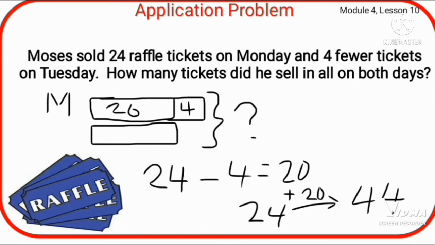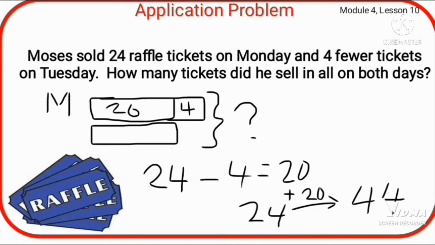If you look at my drawing, the tape diagram will tell you what is 4 fewer. If you remove 4 from 24, you have 20. So on Monday, he sold 24, and we now know that on Tuesday, he sold 20. So here's a question. How many tickets did he sell in all on both Monday and Tuesday? It's simple. Add the total of raffle tickets sold on Monday to that sold on Tuesday. You get the answer. So on Monday we had 24, and on Tuesday we have 20.